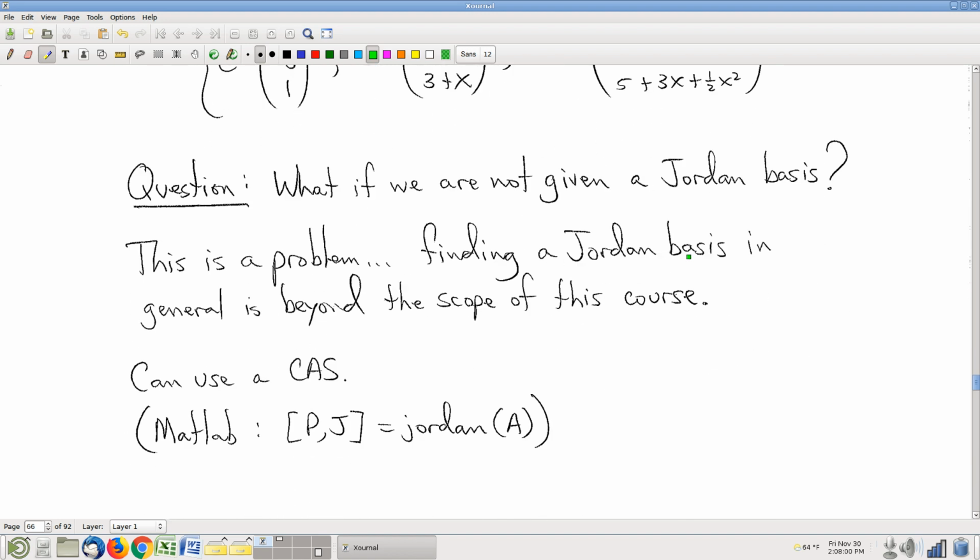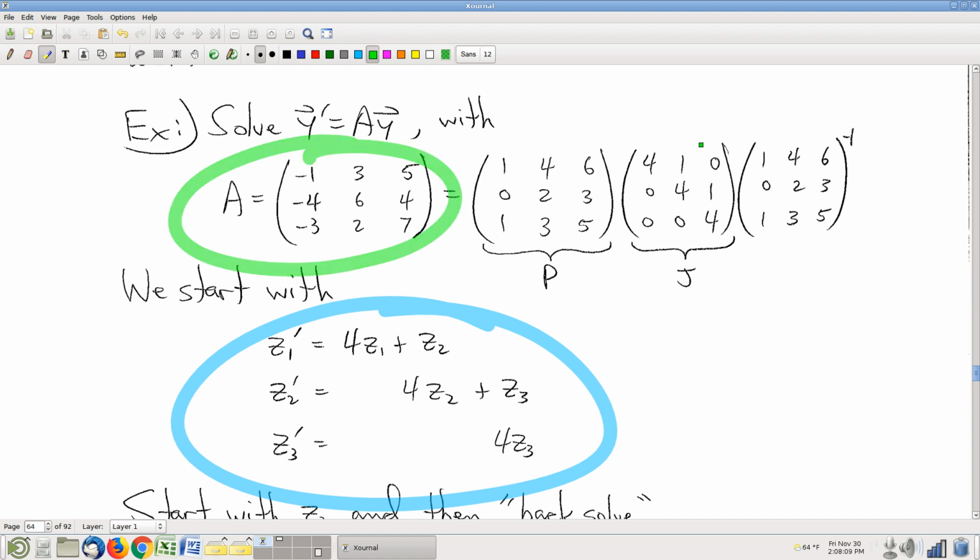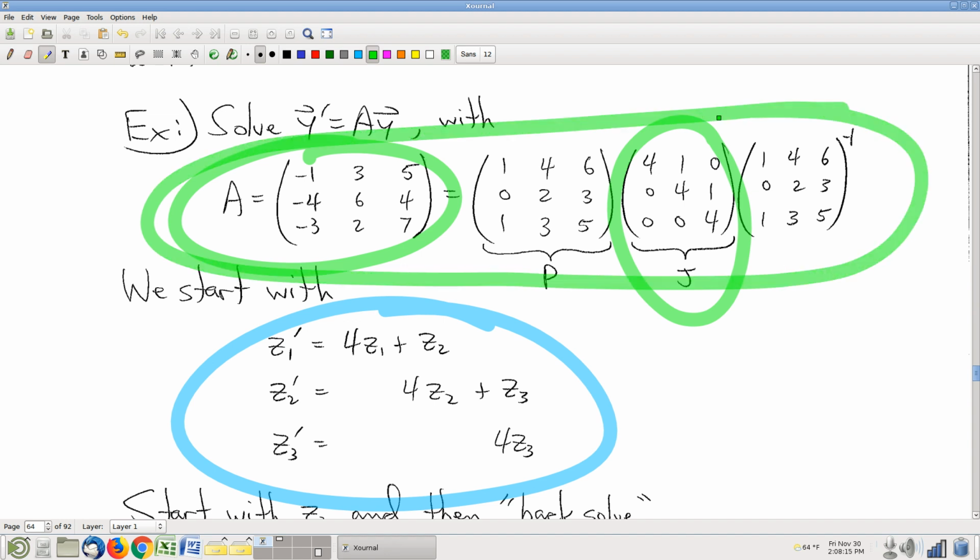What if you're not given the Jordan basis? Let's go back to the original statement of this question. Notice that we were given not only the A matrix, not only the Jordan form, we were actually given the entire Jordanization of that matrix, including the P matrix that does it. As I've mentioned before, finding the P matrix analytically from first principles, it's hard. It's not something we can realistically do in general in this course. So if it's given to you, yeah, sure, you proceed with this tedious algebra. If it's not given to you, what do you do?